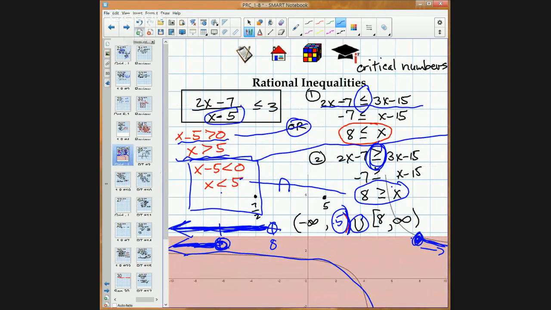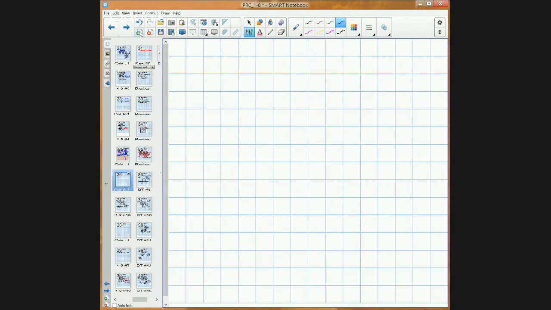Okay, let's take another problem from 1-8, like how about number 40? That's another rational inequality problem. We got 5 plus 7x divided by 1 plus 2x. And that supposedly, when is that less than 4? Okay, so here's our second example of these.